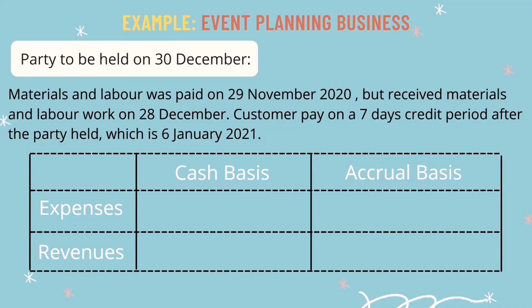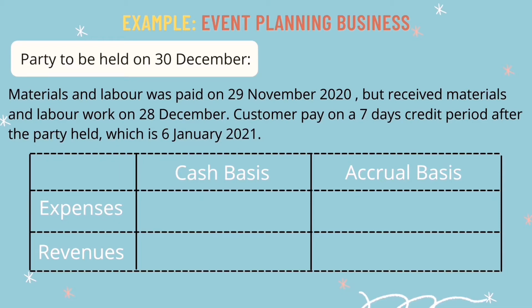So I'm going to use the same example from the cash basis of accounting, where our business is an event planning business which helps people to create a party. So let's say the customer wanted the party to be held on 30th December and materials and labor were paid on 29 November 2020, but the materials were received and labor was working on 28 December. Besides, the customer is going to pay us at a 7 days credit period, which is after the party is held, which will be 6 January 2021.